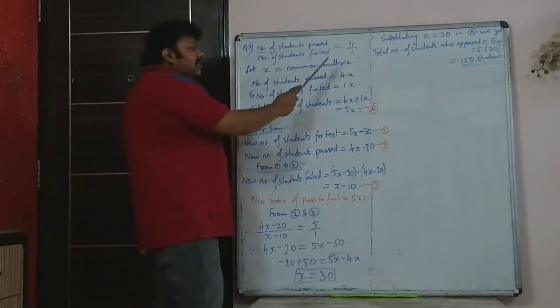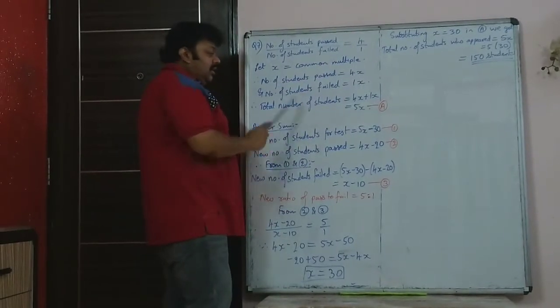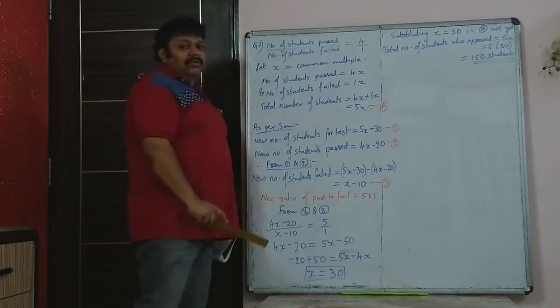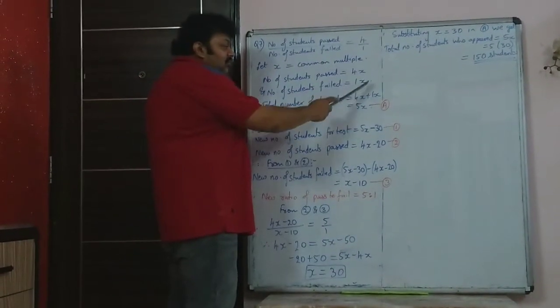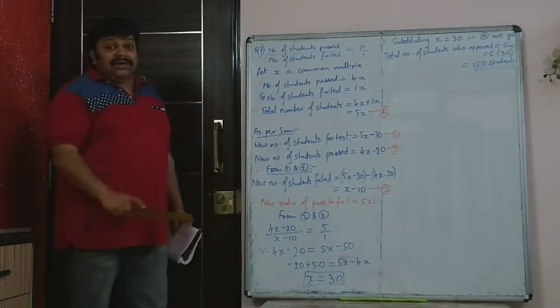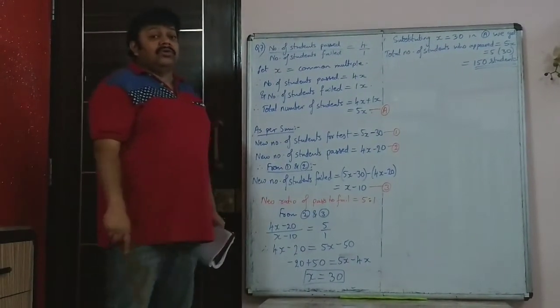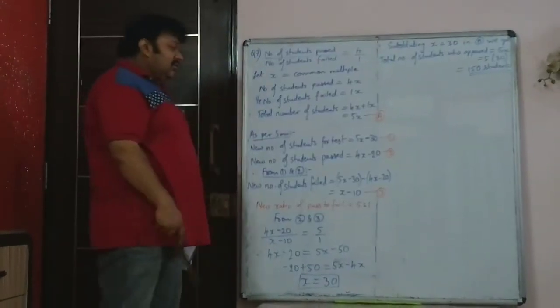So we have to take x as the common multiple. So the number of students who passed will be 4x and the number of students who failed will be 1 into x, the denominator. So the total number of students will be 4x plus 1x, that is 5x. That is what is finally asked, how many students wrote the exam. So we have to find what is 5x.